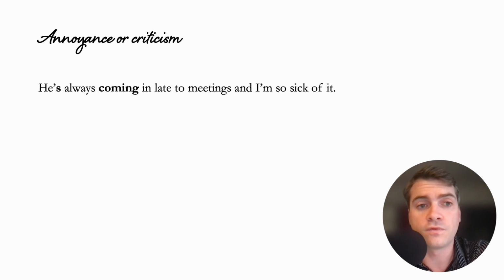And that's true for the present simple when we're talking about routines and things like that, except for when someone does something that is annoying, right? So if something is annoying or we really don't like it and we're trying to show you that when we communicate it, we use the present continuous. So instead of he always comes, we say he's always coming in late to meetings and I'm so sick of it, right? So you just have to be able to tell from the context that the person is talking about something that's annoying, and that's why they're using the present continuous in this situation.